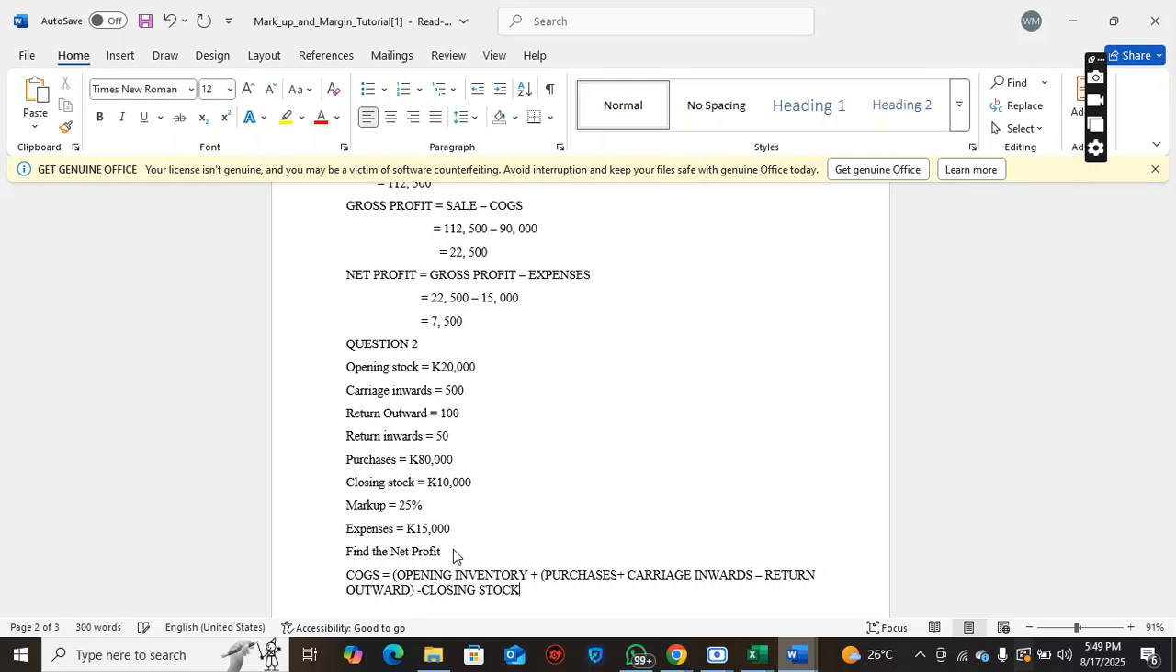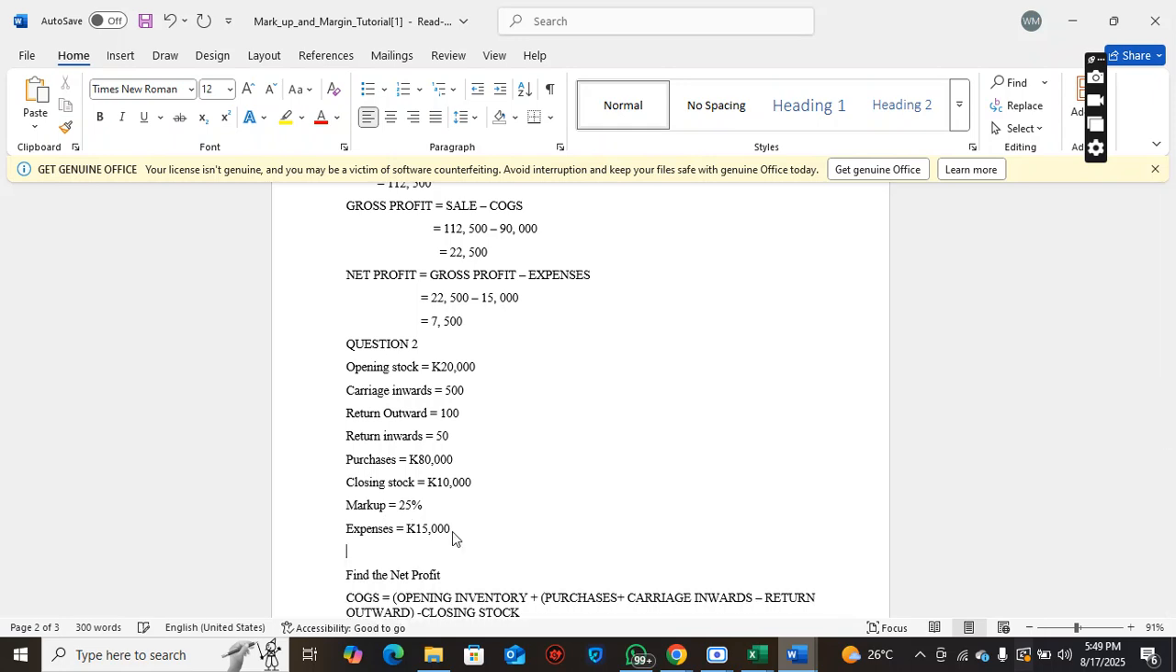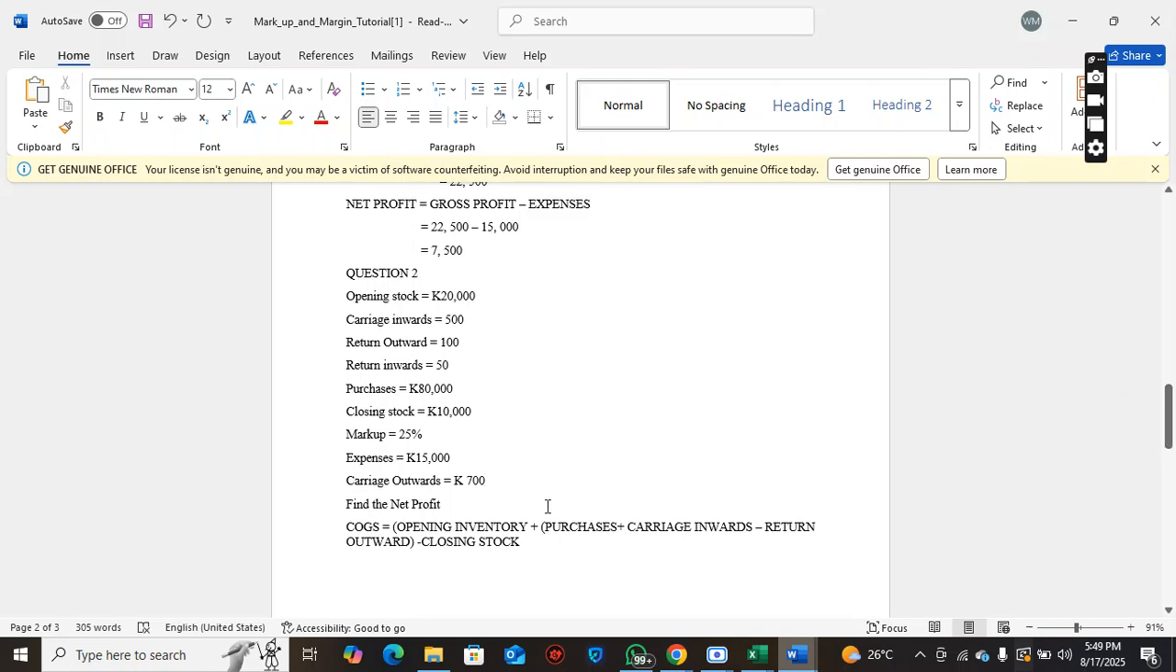Carriage outwards. It's good you brought it up. If you see carriage outwards, where are you going to put it? Let me even add it here. Carriage outwards. Because we want to leave no stone unturned with these questions. So I think the most you can do is bring it like this.